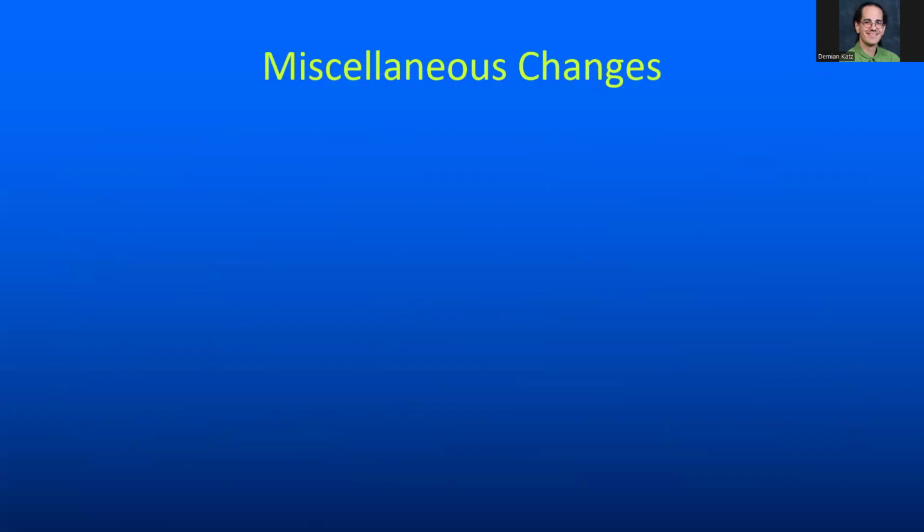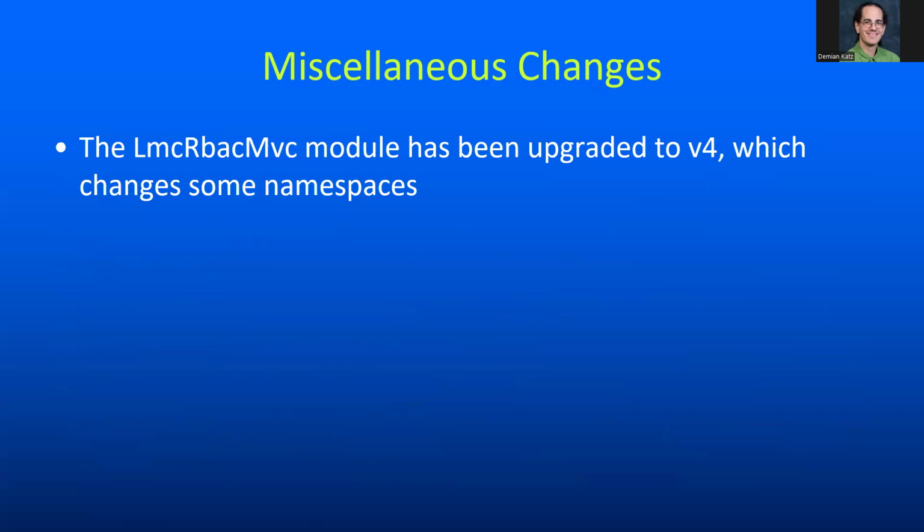Also, a few miscellaneous changes that didn't fit in those other categories. We've upgraded the LMC RBAC MVC module, which is our role-based access control module that powers VuFind's permission system. There's a new major version of that. It thins down the code and changes some namespaces. So if you have custom code related to role-based access control, take a look at the changelog for LMC RBAC MVC version 4. You might need to make some small adjustments.